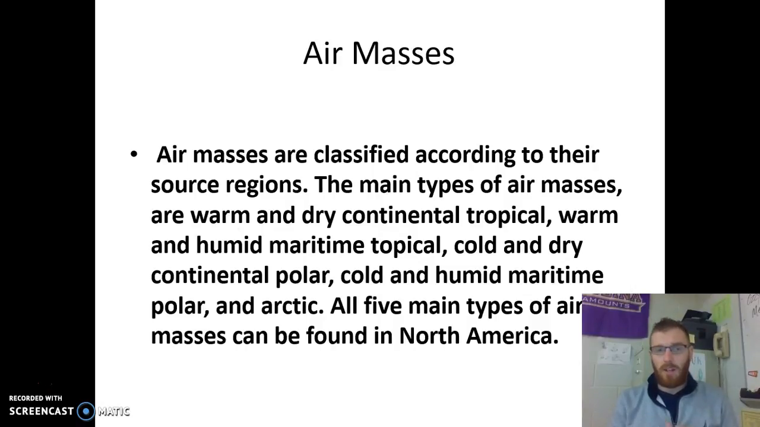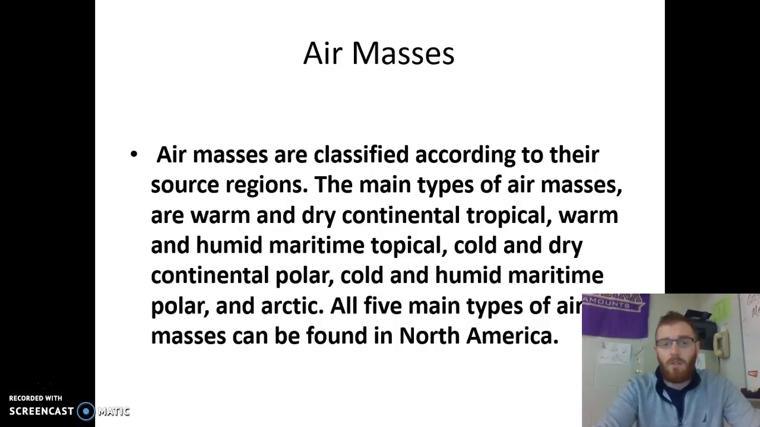So if you put those all together, something like a warm, dry, continental, tropical air mass, I'll know that it's warm, it's not wet, formed over land, and it came from near the equator. Something like a cold, humid, maritime, polar, I know that it's cold, it's wet, it formed over the ocean, and it came from near one of the polar regions. So using just those words, I can tell where these air masses formed, where they came from, and what their characteristics are going to be.